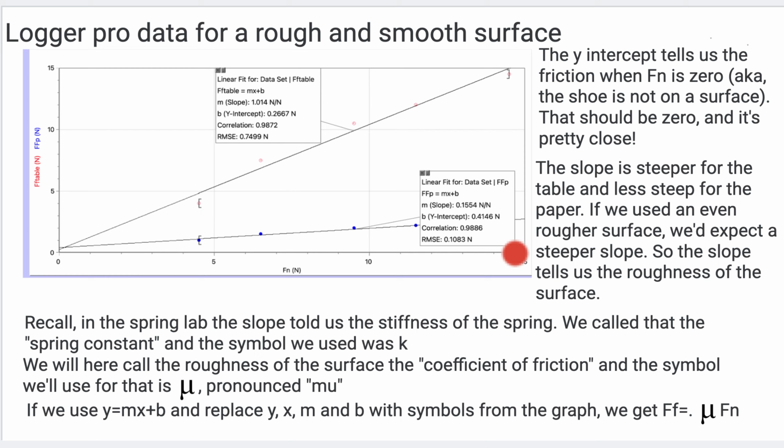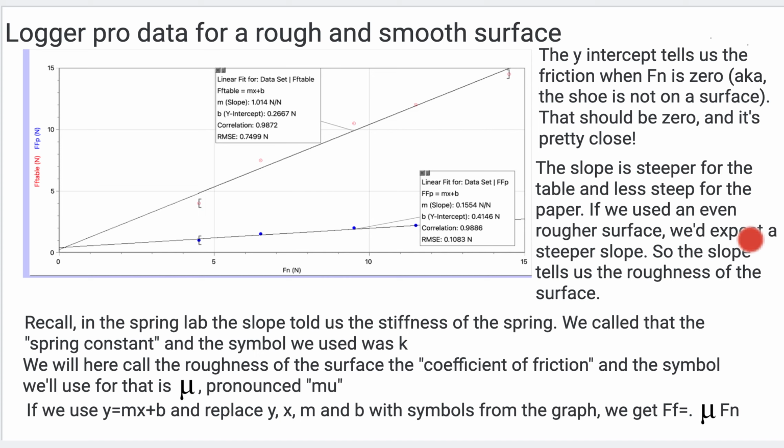It's like a newton. If you try to drag the shoe across the table, you might have noticed that the number kind of bounced around quite a bit. So a y-intercept of 0.4 or 0.2 is really, really negligible. Also, like I said, the slope is steeper for the table and less steep for the paper.